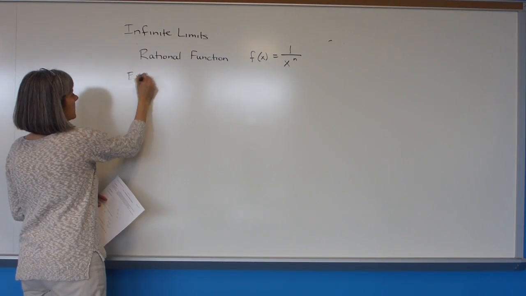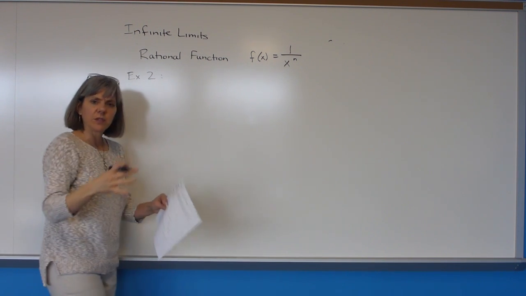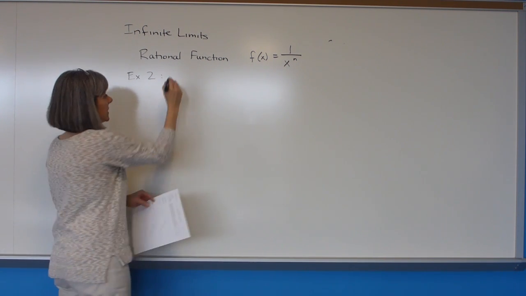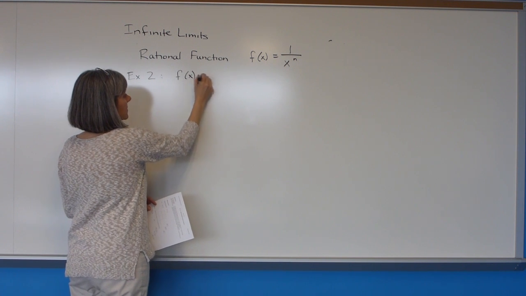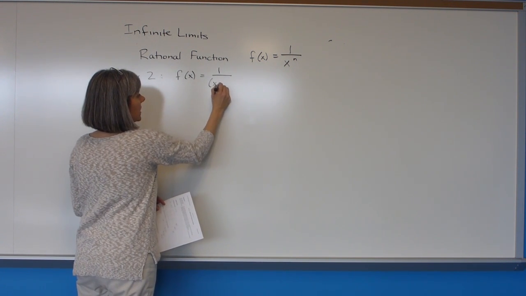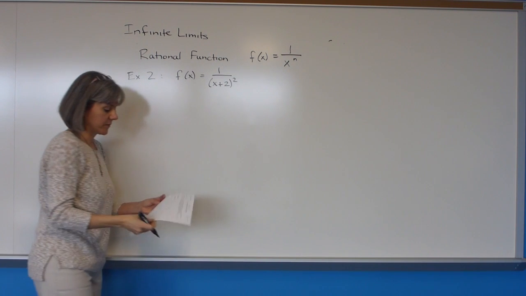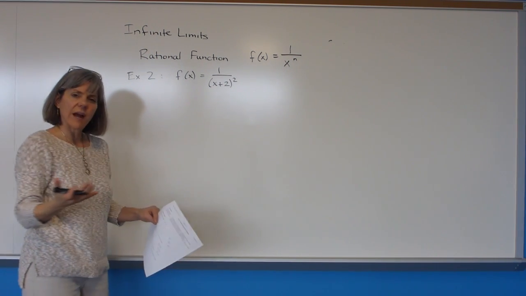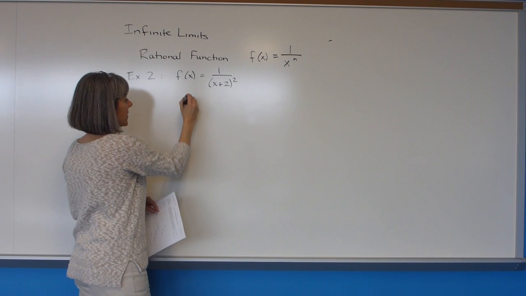This is example 2. And the example numbers match the notes that I've posted online as well. So we have f of x is 1 over the quantity x plus 2 squared. Okay, so first let's get a graph, again, just so we kind of know what we're thinking about.